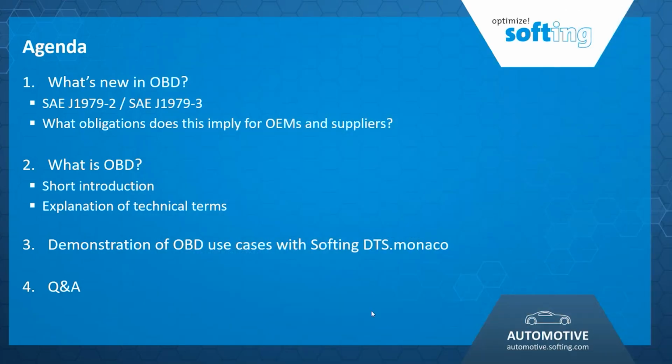Here's the agenda for today. First, we will focus on the key changes to the OBD standard, which comes with SAE J1979-2 and -3. Next, we will go into a bit more detail and explain the basic concepts of OBD. Then we will start the demonstration of OBD use cases. And last but not least, we will have time for your questions.